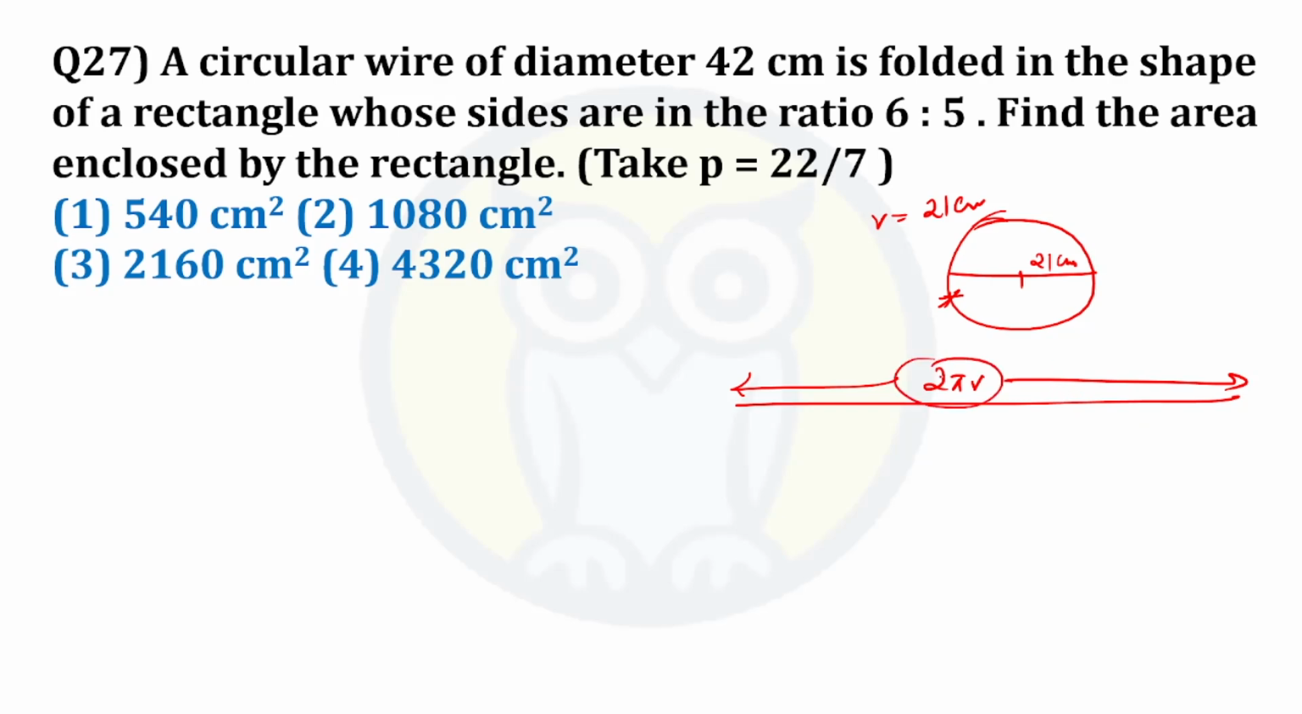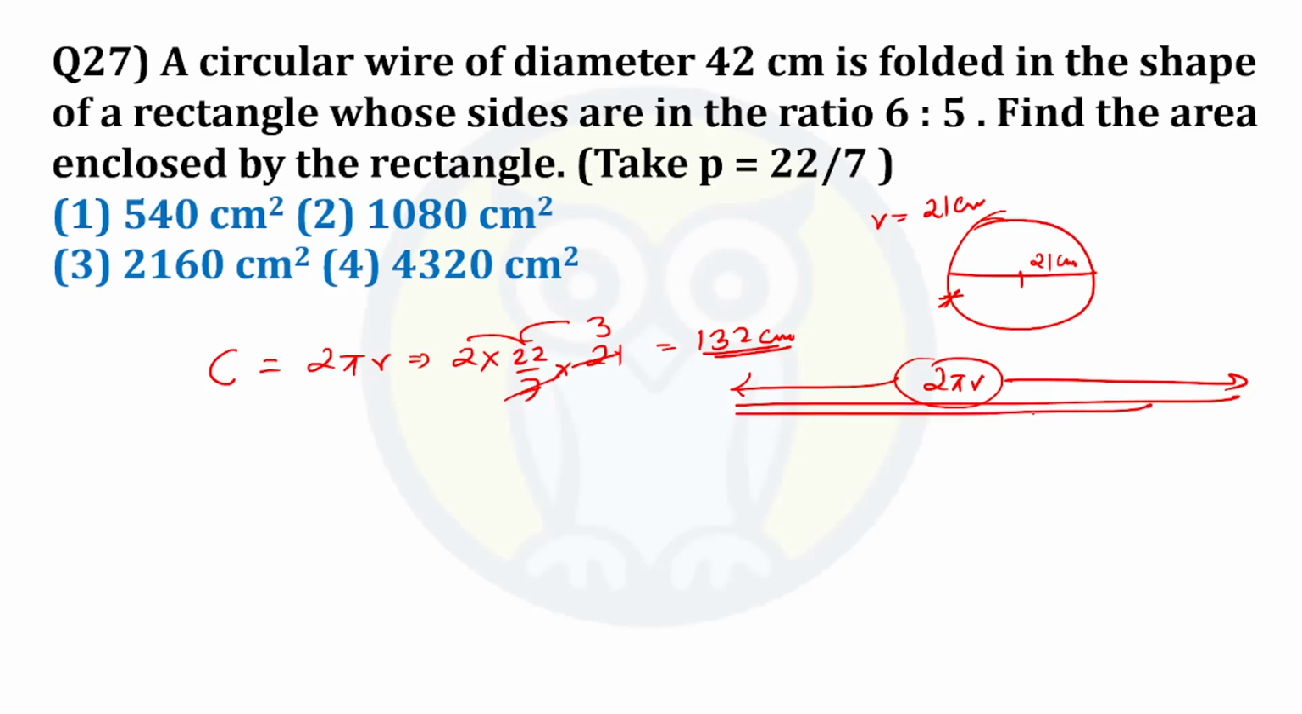2 pi r. 2 into pi, which is 22 by 7, and r, the radius, is 21, cancel by 3. So 2 into 22 is 44, 44 times 3 is 132 centimeter. This is the length of the wire: 132 centimeter.